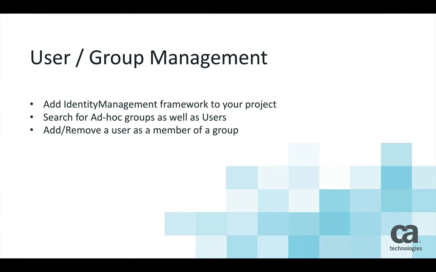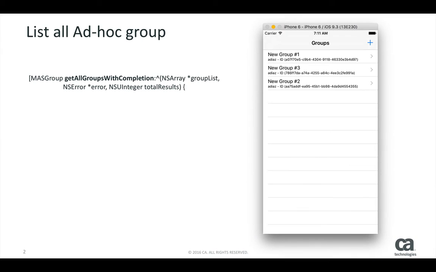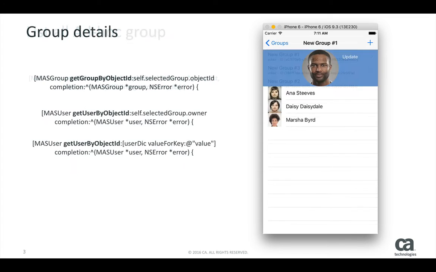Now let's see how to design this application. In my first screen, I have the list of all the ad hoc groups, and I accomplish this by calling a method called getAllGroups with completion. In the second screen, I have the group details. For this to happen, I'm calling three different methods.